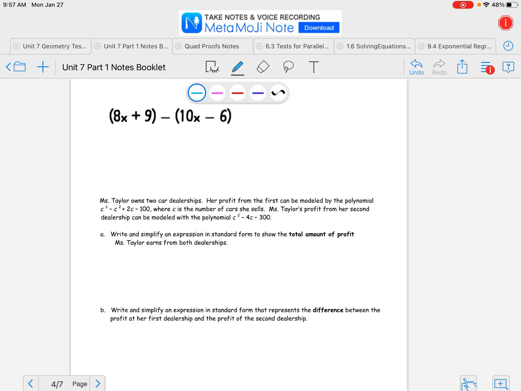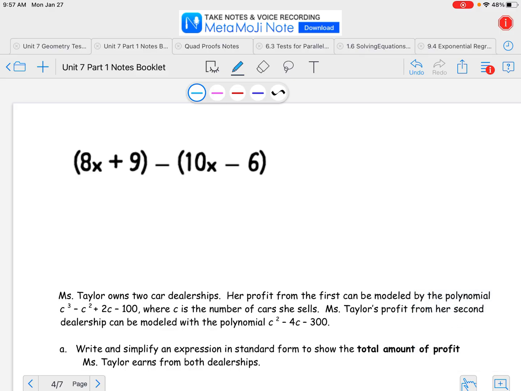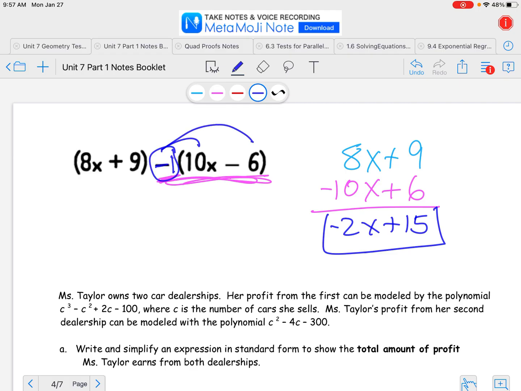All right, we've got one more that I'm going to show you here. It's a minus. So there's a couple of ways to look at this. You're subtracting. If you wanted to do it vertically, you're going to subtract this. So it's minus 10x, and then it's minus a -6 becomes plus 6, because minus negative, double negative always becomes plus. But another way you can look at it, the way I usually do it, is this is like an imaginary -1 that you're distributing.